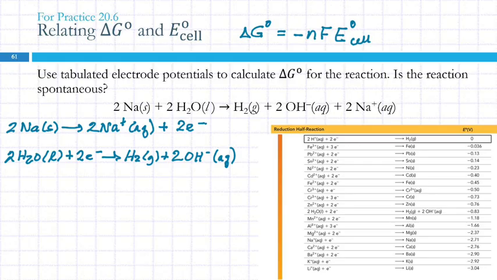Okay, so we need to figure out the electrode potentials for here. So we look in our standard half reactions, and we're going to find these guys. So we've got sodium. This has sodium plus on one side and sodium 0 on the other, and that matches what I've got up here. Then I need one where I have water on one side, hydrogen and hydroxide on the other side. And that one is right here.